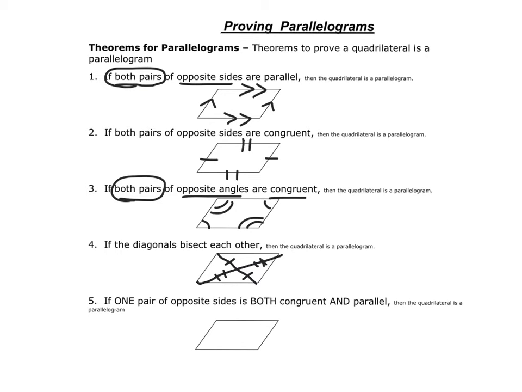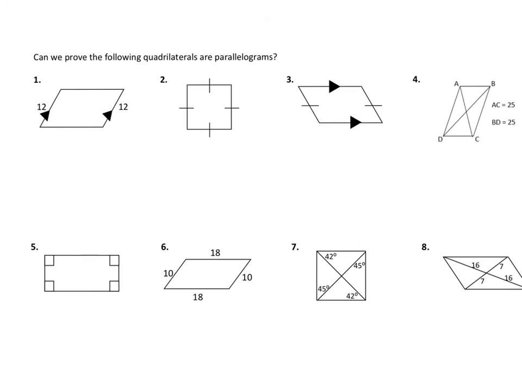And the fifth one says if one pair of opposite sides is both congruent and parallel, then the quadrilateral is a parallelogram. So if I have one pair of sides that are congruent and parallel, then I will have a parallelogram. Can we prove the following quadrilaterals are parallelograms?